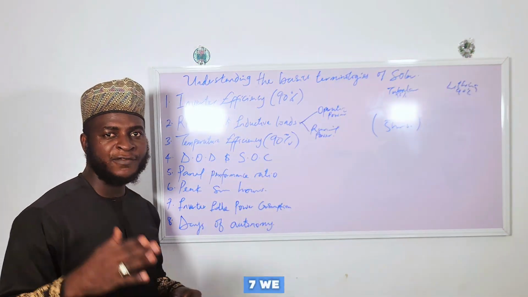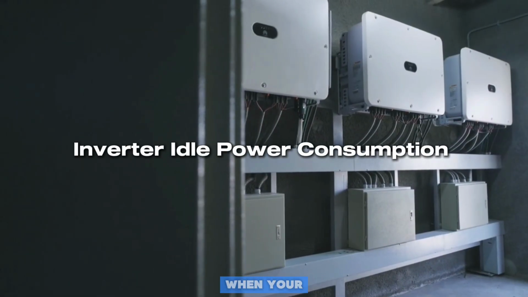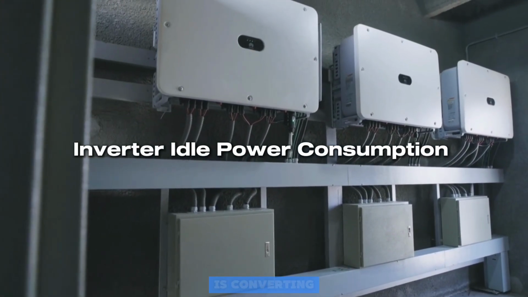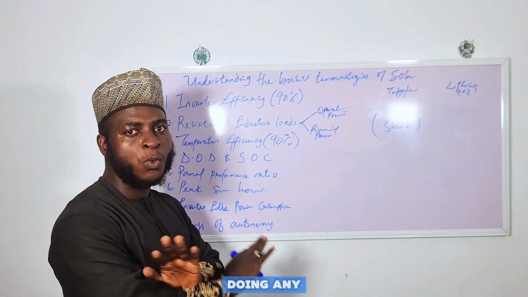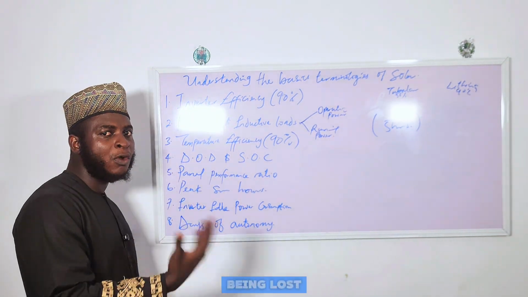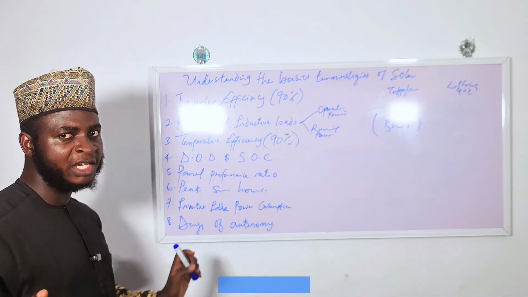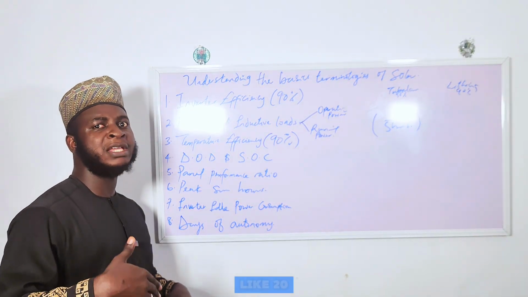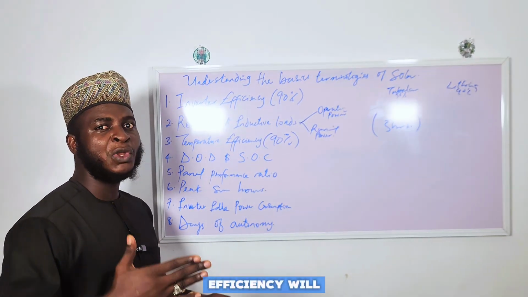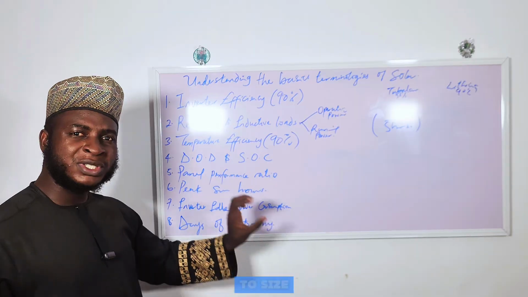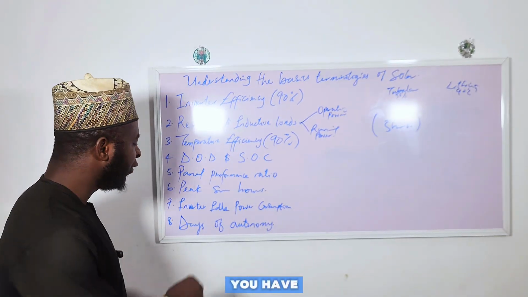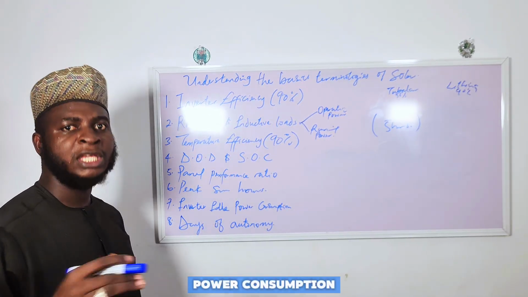At number 7, we have the inverter idle power consumption. When your inverter is sitting idle, it's converting DC to AC. Even if it's not doing any work, there is some power that is being lost. It's very, very minimal. Even if you keep your inverter for like 20 days, the idle consumption will not drain the battery. But because you want to size your inverter properly, you have to take your inverter idle power consumption into consideration.